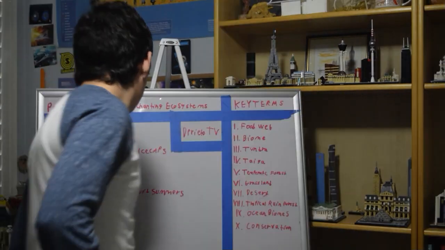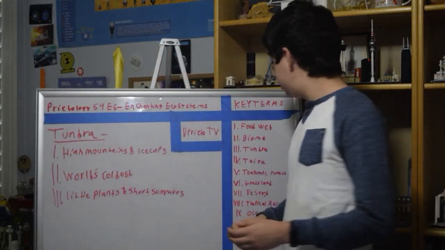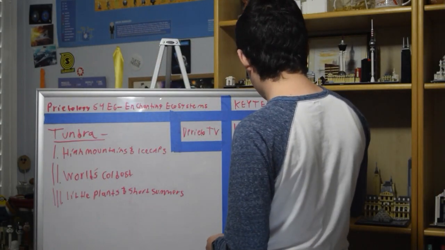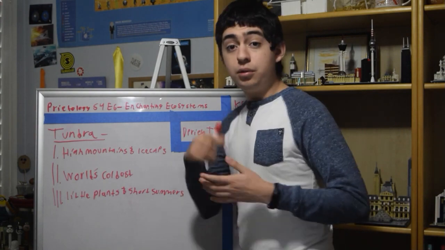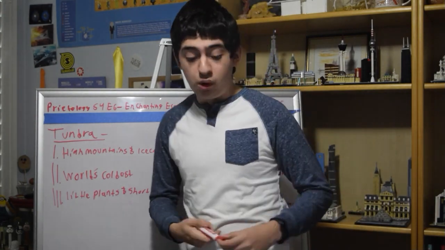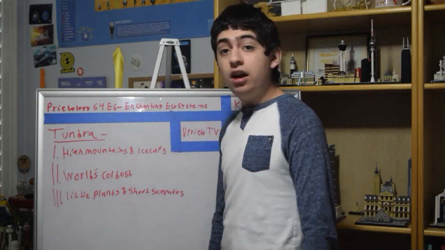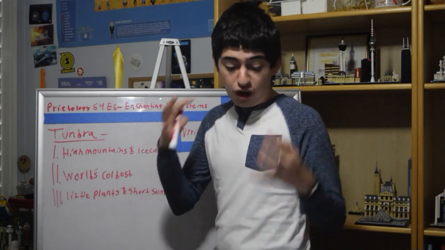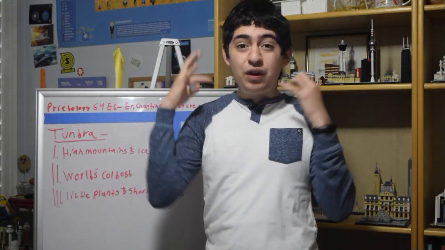All right. Term number 3. This is where we start getting into our 1, 2, 3, 4, 5, 6, 7. We're talking about the 7 biggest biomes in the world. Here's our first one. The tundra. It is the world's coldest. It is absolutely freezing there.